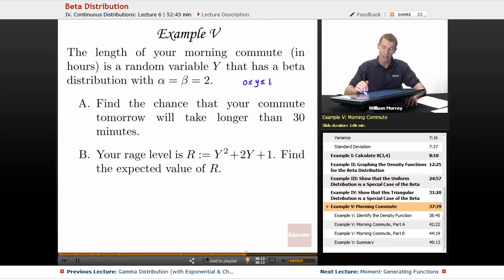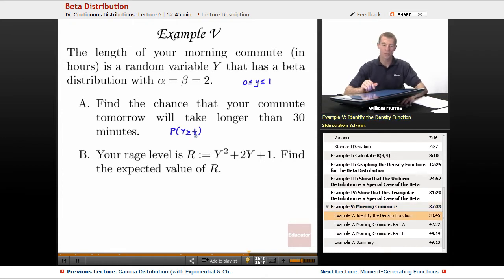In part A, we're going to find the chance that it will take longer than 30 minutes. So what we'll actually be looking for there is the probability that y is bigger than or equal to 1/2, since 30 minutes is 1/2 an hour. And in part B, apparently you have a rage level, which is a function of how long your commute is, and we want to find the expected value of rage that you will arrive at work with tomorrow. So let's work this out.